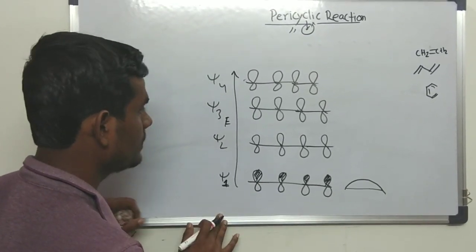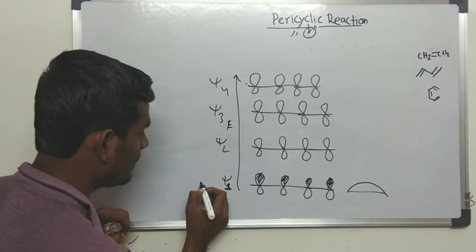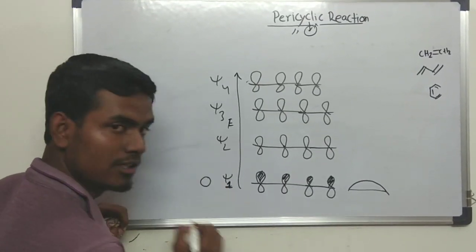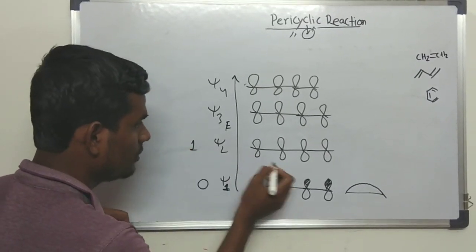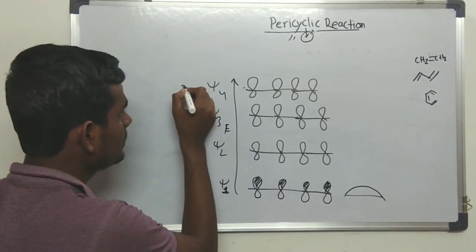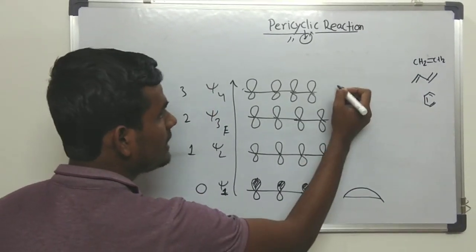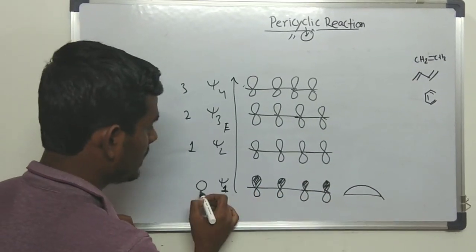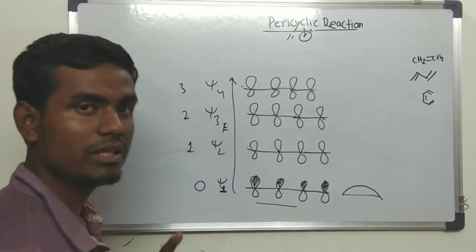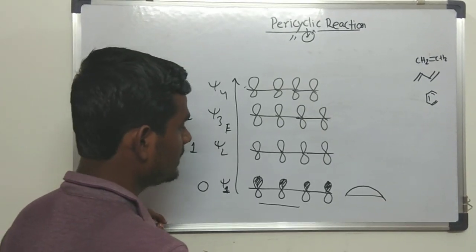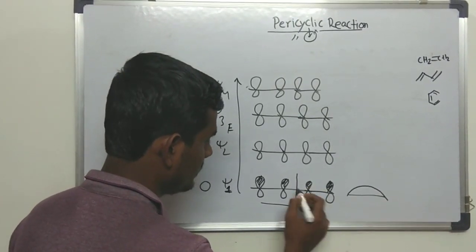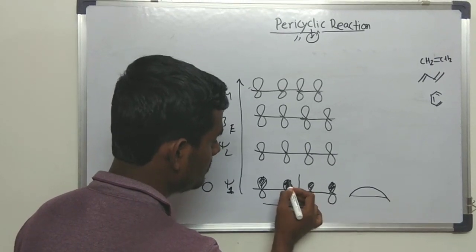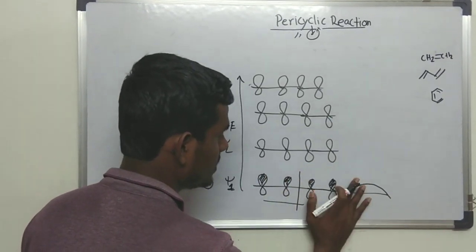To make it easy to understand, remember like this: first with 0 nodes, then 1 node, then 2 nodes, then 3 nodes. The last will definitely be my highest antibonding molecular orbital, and this is bonding. So here there is no node. One more thing to notice is that there is a sigma symmetry. You can easily see that it is a mirror symmetry. It is just mirrored to this.